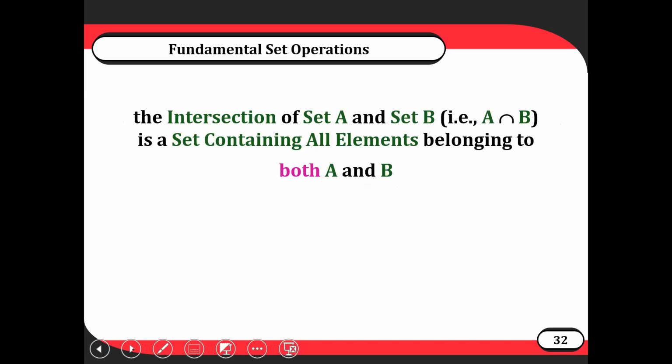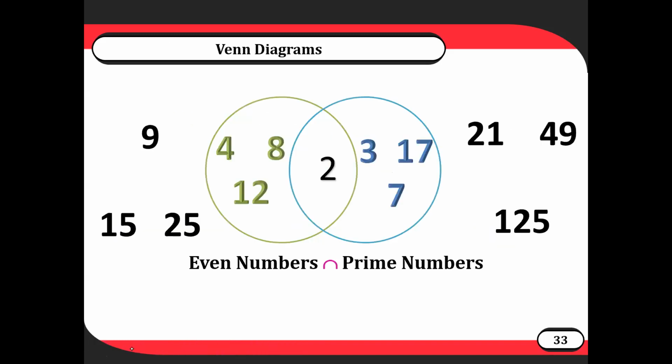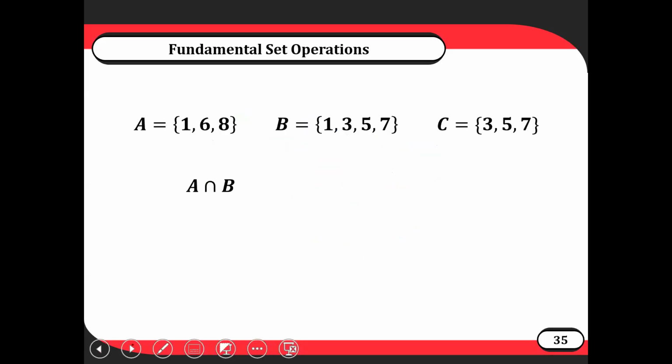So the intersection of a set A and a set B, A intersect B, is a set containing all elements belonging to both A and B. An intersection has two set operands and the result is also a set. Again, it's not a proposition, it returns a set. So the even numbers intersect the prime numbers is what? What should we put there? Yeah, 2. Yes, and somebody put the curly braces, and that is actually even more correct because it is a set.